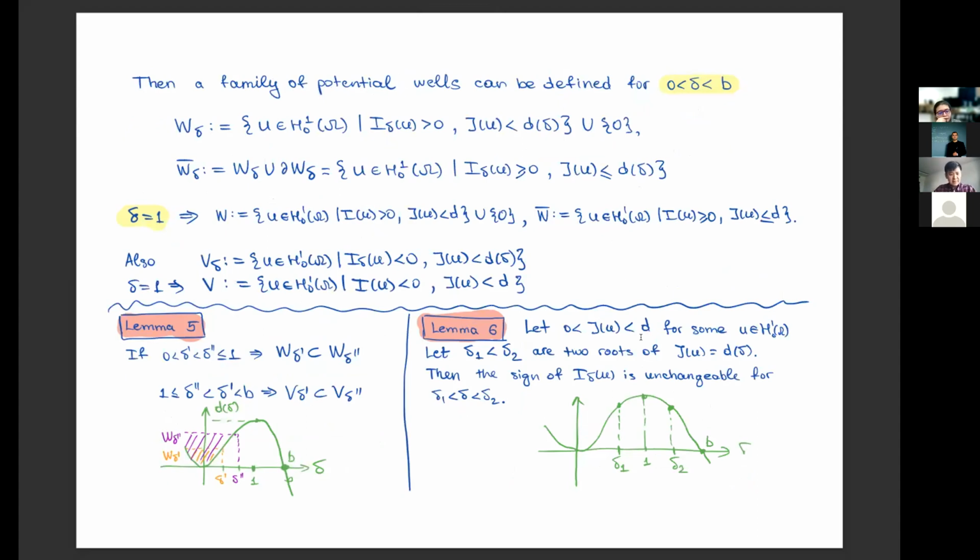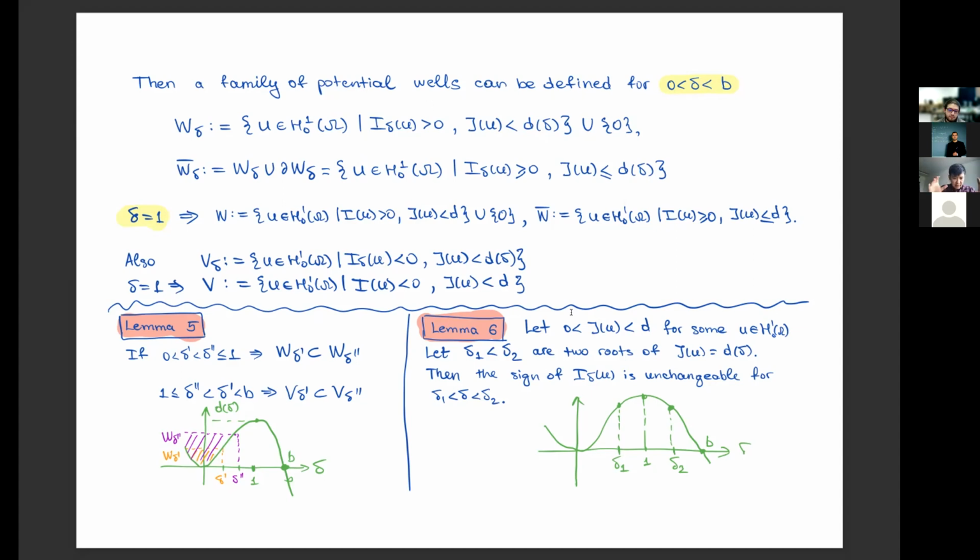So then, using these 3 lemmas, we can give a family of potential wells. W delta will have the following form. The Nehari functional will always be positive, the potential energy less than the depth, and they contain the origin. And if it's a critical case, we can include this term too. And when delta is 1, we get just our usual potential wells. Also, we can give this kind of definition to V, where the Nehari functional is negative and the potential energy less than the depth.